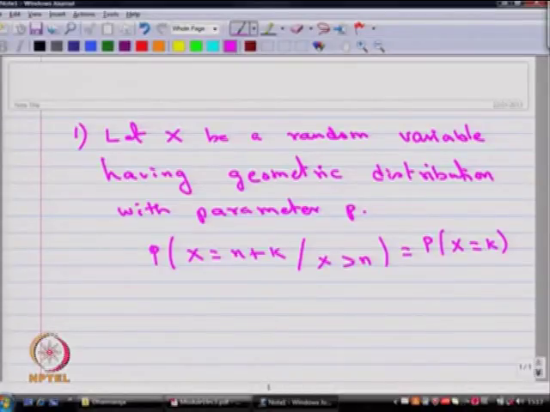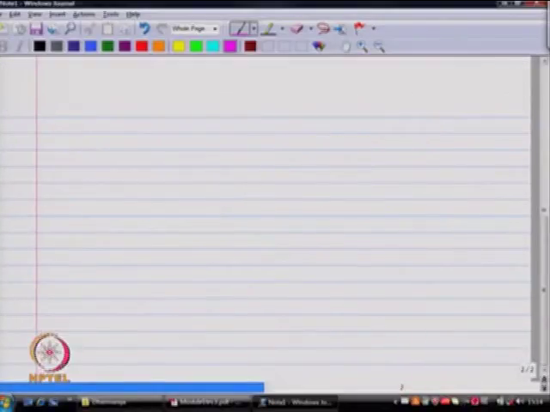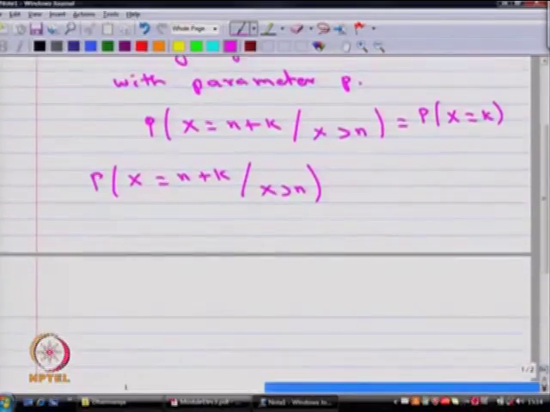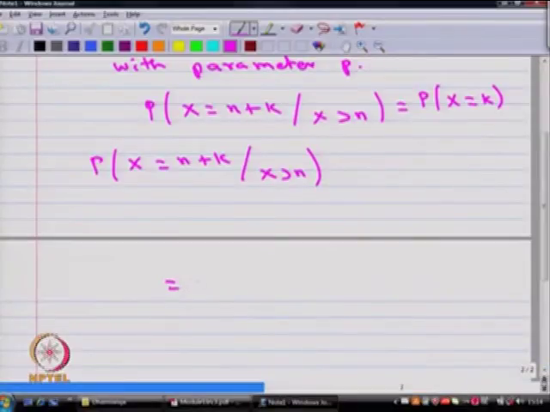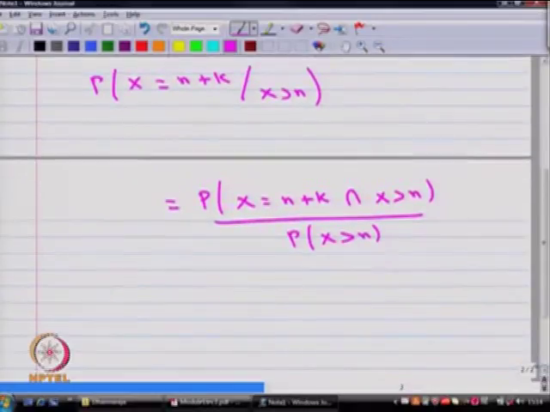We can prove this result by starting from the left hand side, that is, the probability of X takes the value n plus k given X greater than n. By definition, this is the same as the probability of X equal to n plus k intersection X greater than n, divided by the probability of X greater than n.